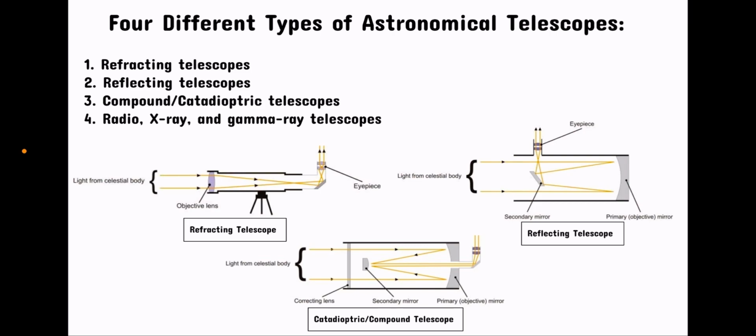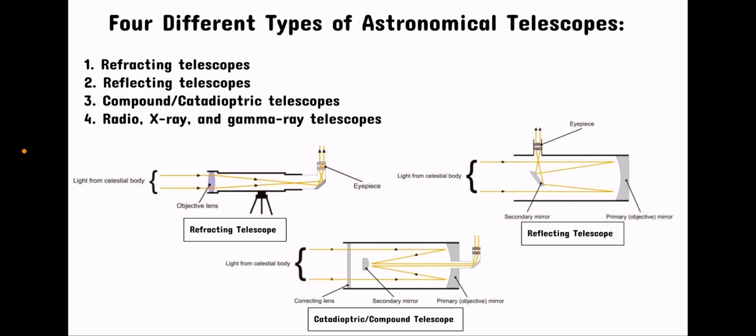Then we move to reflecting telescopes. In reflecting telescopes, the light from the celestial body enters and is reflected off the primary mirror, then the secondary mirror, and is then displayed within the eyepiece. The small mirror reflects the light and image into the eyepiece, and the large mirror gathers the reflected light.